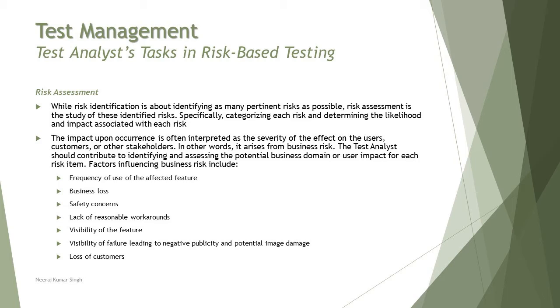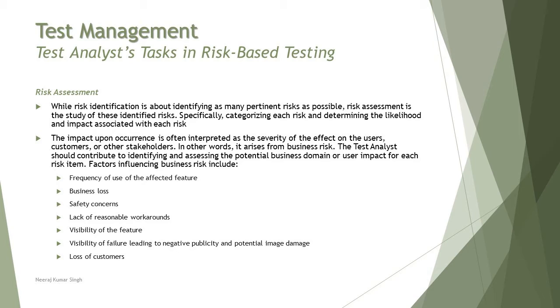So risk assessment is mainly about identifying and categorizing each risk by determining the likelihood and impact associated with it. This can be done in different ways by giving them a rating, like 1 to 5, or very high, high, medium, low, very low, or any kind of scale can be used to determine the impact and likelihood of the risk, which a test analyst will be doing. But of course, not alone. We'll interview team members or senior resources of the organization to get good input on determining the risk details.